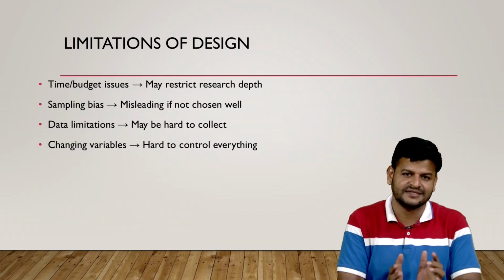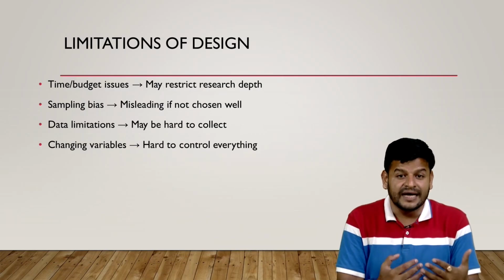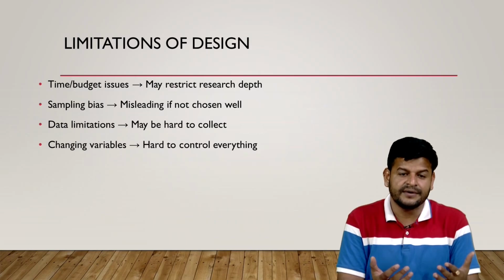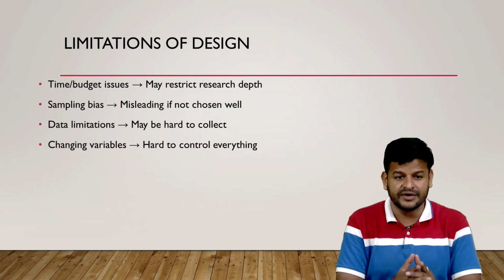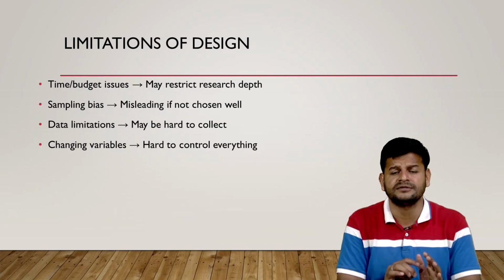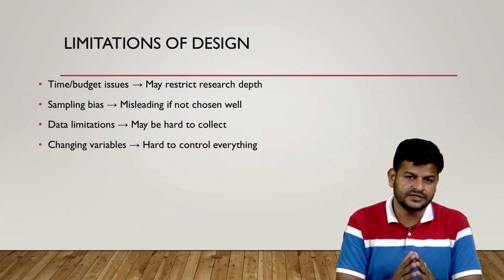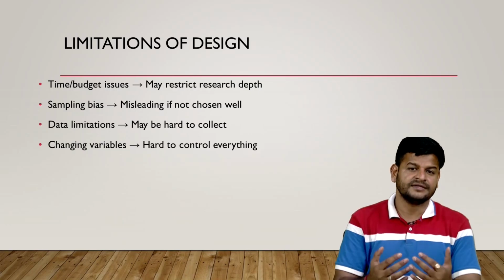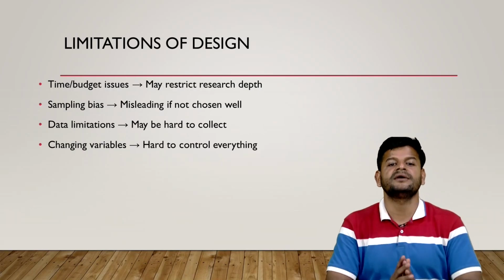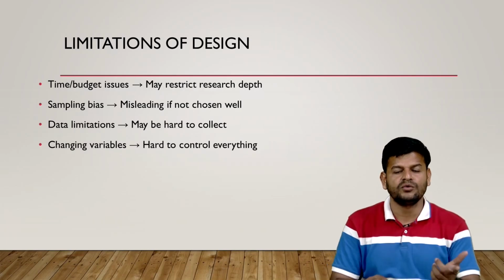Even there are some limitations of research designs too. Many times time becomes an issue and concern, and budget even. So, it may restrict research in depth, sampling biases automatically happen, and it can be misleading if not chosen well. Data limitations: data may be hard to collect. Many times in primary data it happens that it is a tedious task for a research data collector to collect data. And changing variables make it hard to control everything.